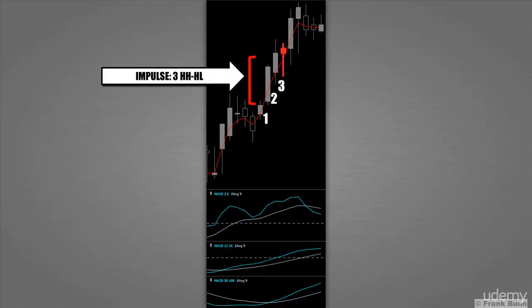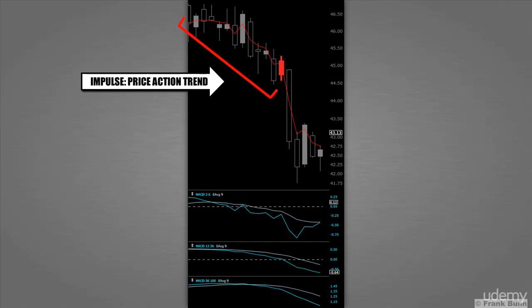Here we see 3 consecutive higher highs and higher lows forming the impulse for this trade. Notice that at the interval marked with number 1, we have a higher high and a higher low. At number 2, the next higher high and higher low. At interval marked number 3, we have the third higher high and higher low. Here's an example of a price action downtrend, lower low and lower high reaction points into the pattern.